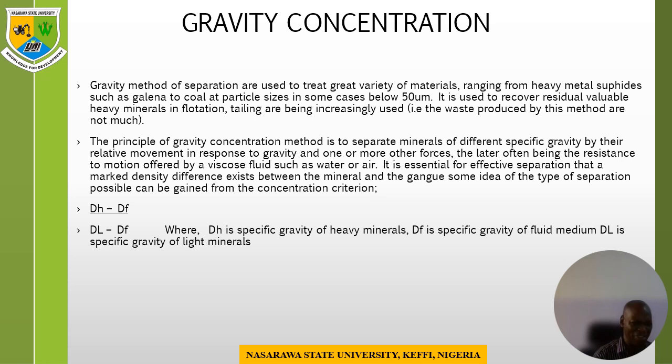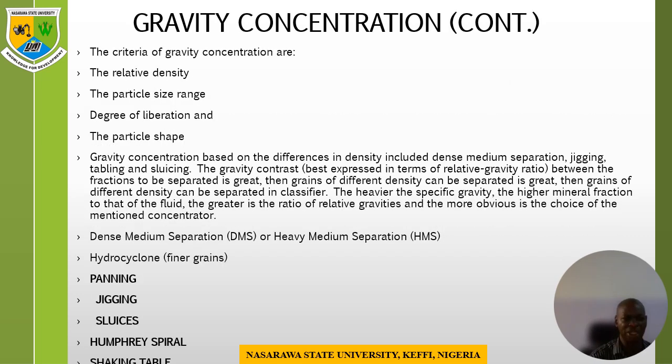It's essential for effective separation that there is a density difference between the mineral and the gangue. Some idea of whether this type of separation is possible can be gained from the concentration criterion, which is (DH minus DF) over (DL minus DF), where DH is the specific gravity of the heavy minerals, DF is the specific gravity of the fluid medium, and DL is the specific gravity of the lighter minerals. The criteria for concentration are: one, the relative density; the particle size; the degree of liberation; and the particle shape.